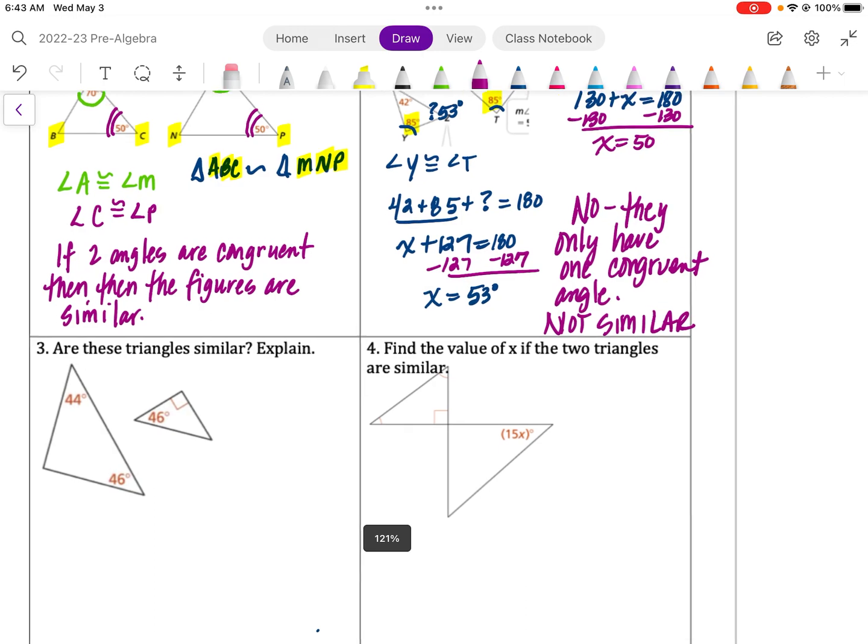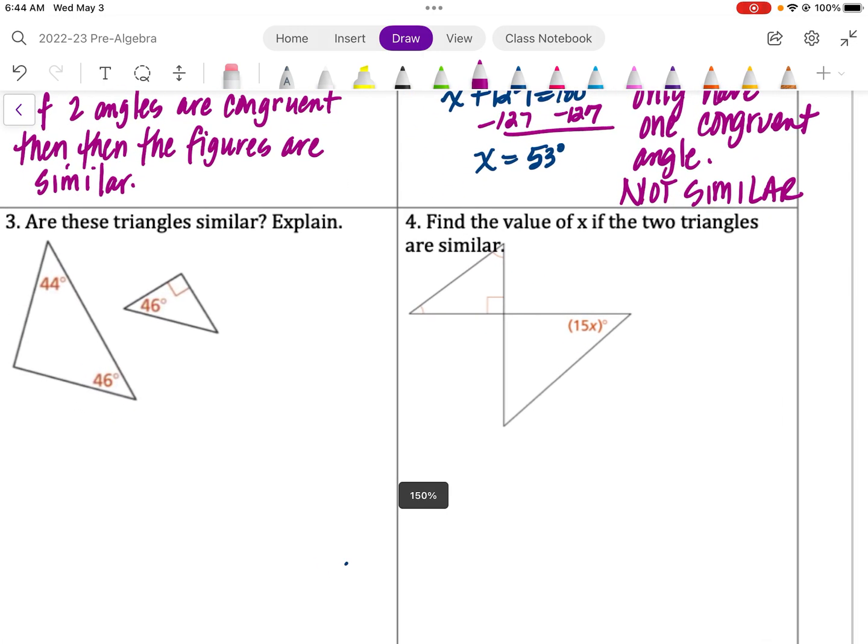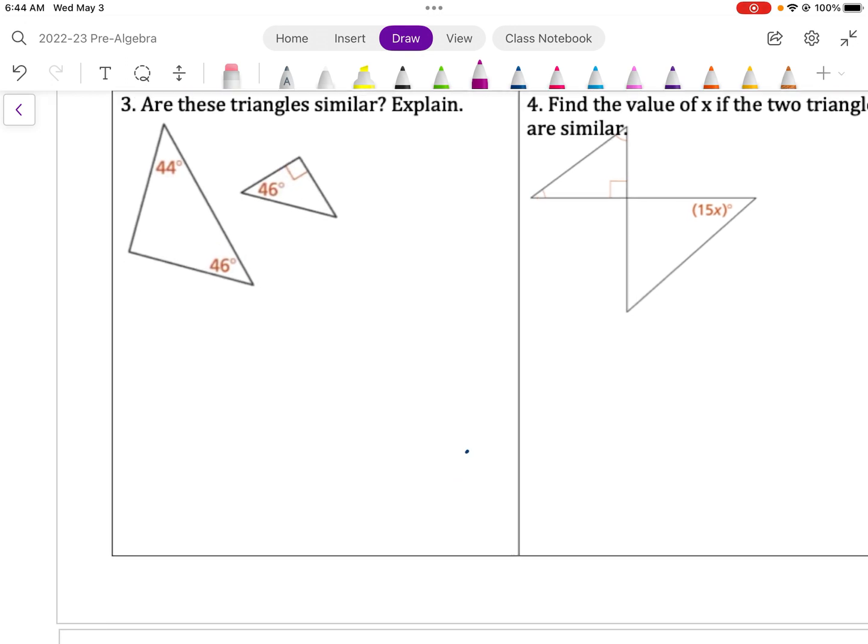All right. Let's try one more of those. So we're going to go to number 3 here. And again, we're going to say, are these triangles similar? And explain. So again, we're looking for two congruent angles. Okay, always two. 2's our magic number.